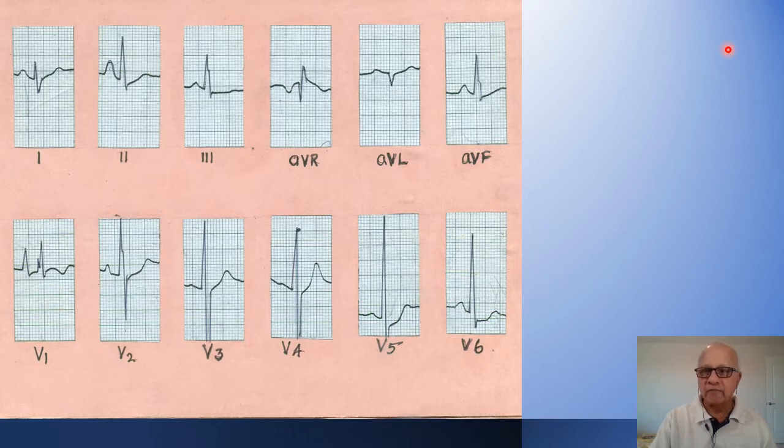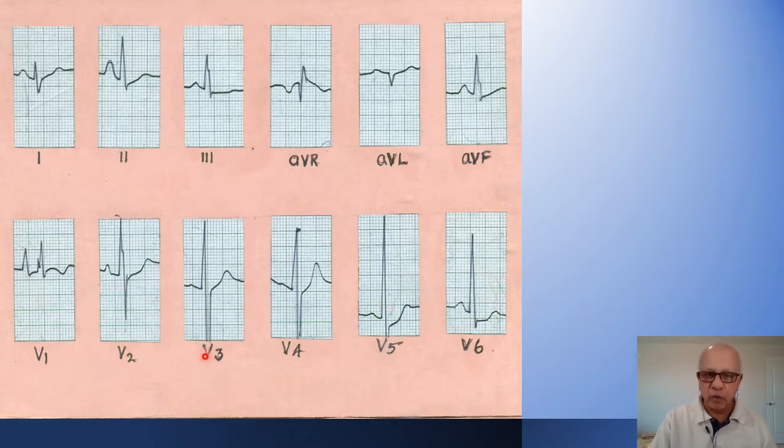Now if you look carefully at leads V5 and V6, the R waves are very tall. It is 34 millimeters in V5 and 26 millimeters in V6 respectively. So it indicates what? Left ventricular hypertrophy. So there is right ventricular hypertrophy as seen in V1, as well as left ventricular hypertrophy seen in V5 and V6.